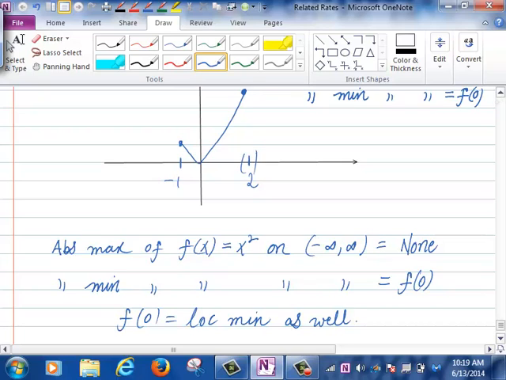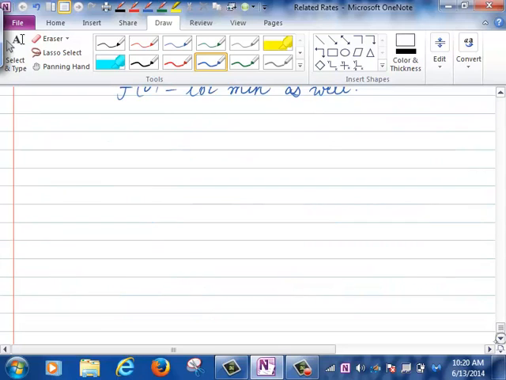Okay, so when I am defining a local max and local min, I want the function to be defined in an open interval centered at that point. And then it is the largest value. Okay, that's what I want to say. Okay, so that's that.